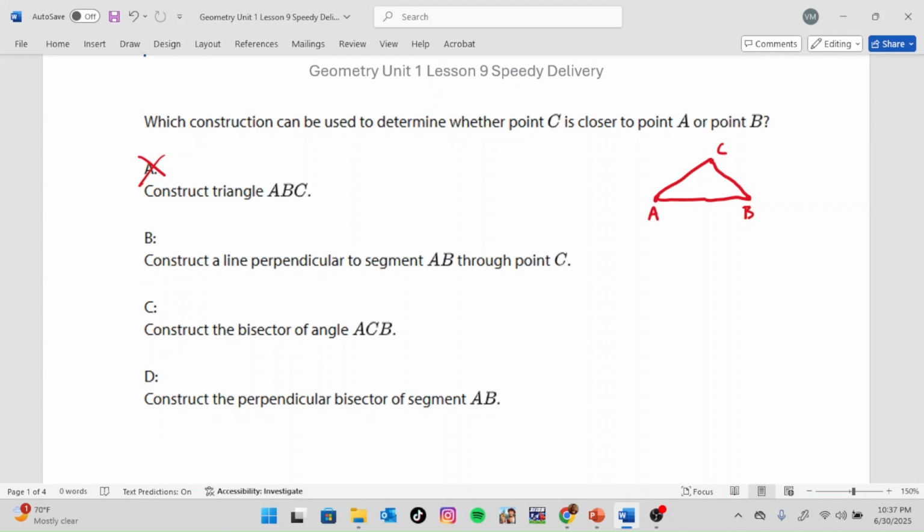So let's try it out with B. We've got that point A. We've got that point B. And then we've got this random point C. Construct a line perpendicular to segment AB through point C. So let's draw line segment AB. Then let's draw that perpendicular bisector.